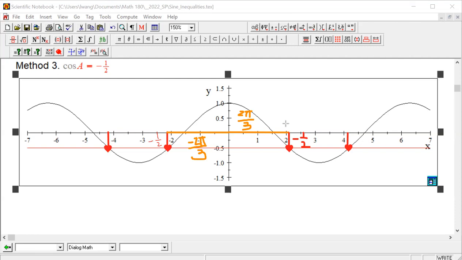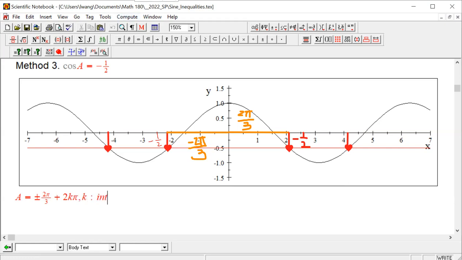And expressing our solutions, how do we express our solutions? We just say A equals ±2π/3 plus 2kπ. Okay, and k is any integer. Okay, k is any integer. All right.